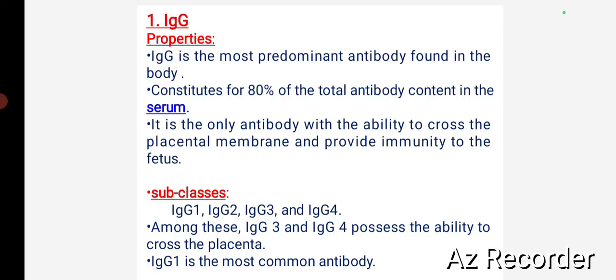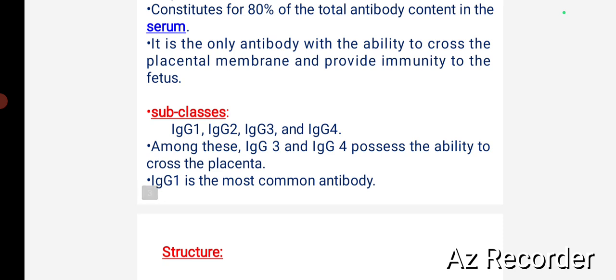Subclasses of IgG: IgG1, G2, G3, G4. In this way, there are 4 subclasses. Among the 4 subclasses, IgG3 and IgG4 possess the ability to cross the placenta. IgG1 is the most common antibody.